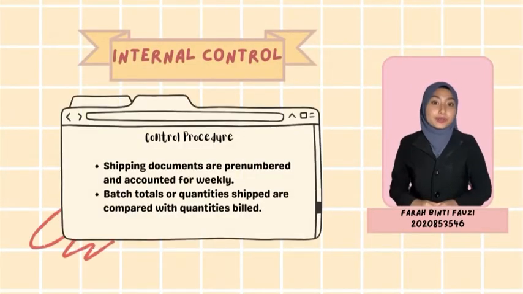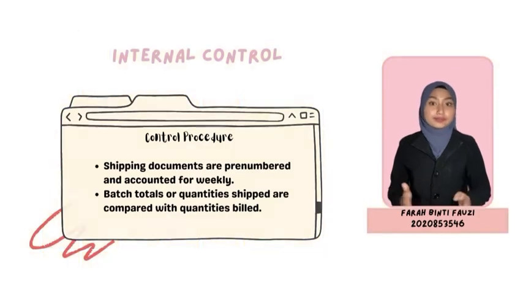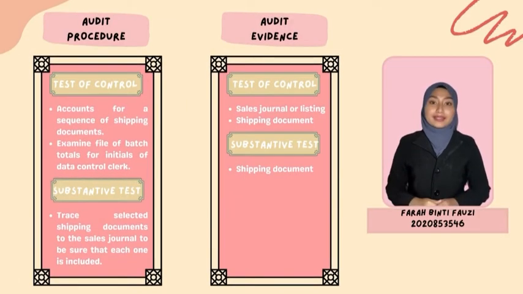and allowances. However, in order to make sure all sales are completely recorded, the internal control of the company needs to make sure that the shipping documents are pre-numbered and accounted for weekly, and the batch totals or quantity shipped are compared with quantities billed. Following that, the company must carry out two audit procedures to ensure that all sales transactions are properly recorded. The first one is test of control.